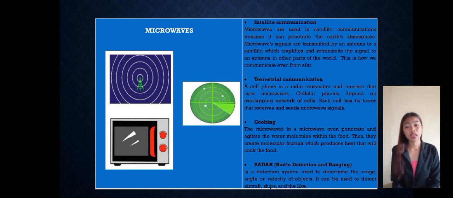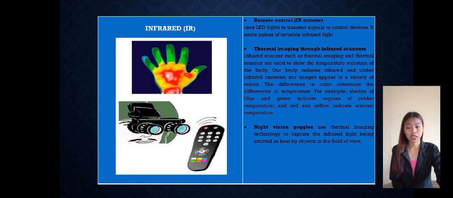And the last is radar, or radio detection and ranging. It's a detection system used to determine the range, angle, or velocity of objects. It can be used to detect aircraft, ships, and the like. And for the practical applications of infrared, we have the remote control or the infrared remote. It uses LED lights to transmit signals to control a device. It emits pulses of invisible infrared light.